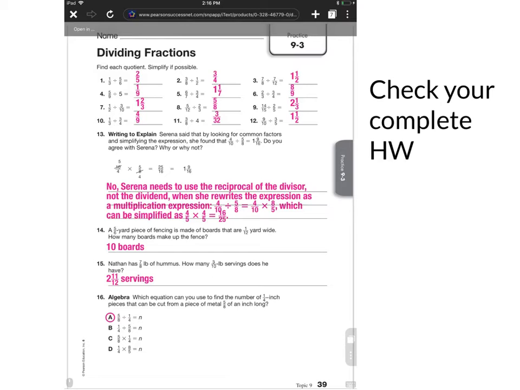All right, now you'll have an opportunity to check your homework for 9-3 practice, and we're moving on in 3, 2, 1.